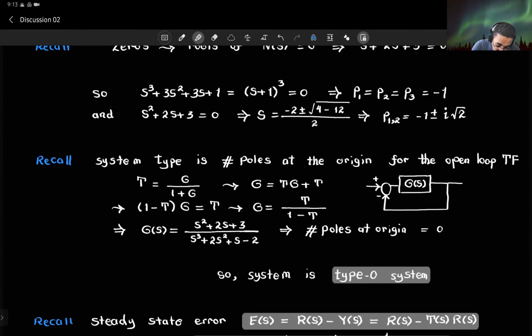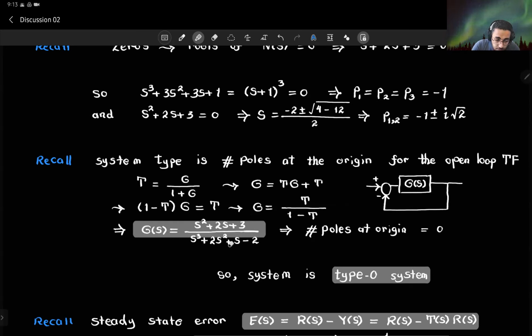And so the open loop transfer function is, we know that the closed loop transfer function is just going to be equal to T, which equals G divided by 1 plus G, right? So we can solve this equation for G. If we just do some manipulations, you will end up that G is going to be equal to T divided by 1 minus T. So when you substitute with the expression for T that we have, we get that G of s will be given by this expression here.